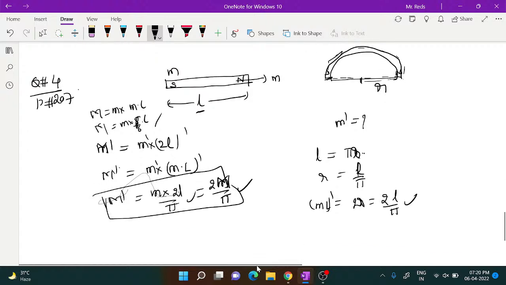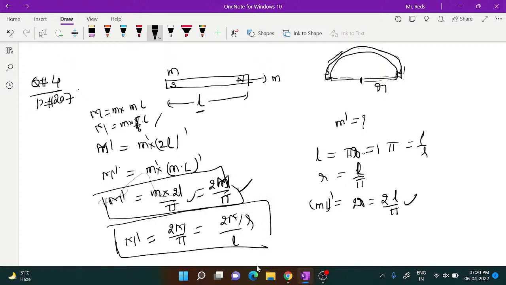That means you have to cross check whether you can express this in terms of other parameters. So M dash can also be expressed as 2 into M by pi, where pi can be expressed as L by r. So 2M by pi is 2Mr by L. So that is how you have to cross check the fourth option. Depending on the options, you have to simplify. This is correct, but if it is not there, you have to simplify further by looking into the options.